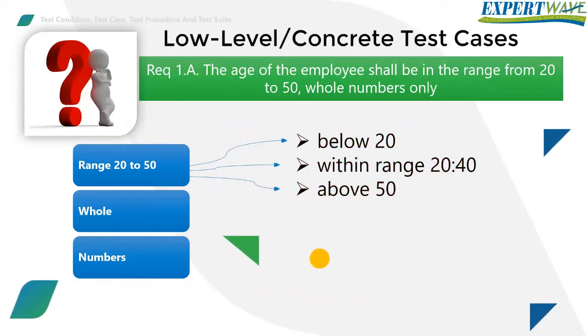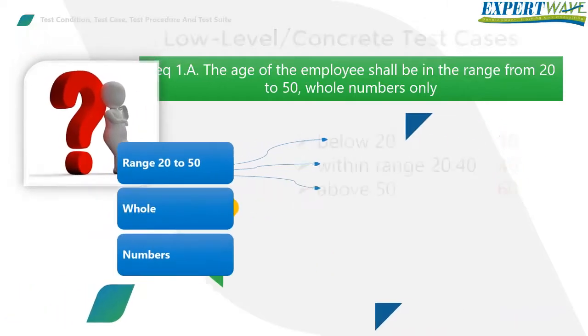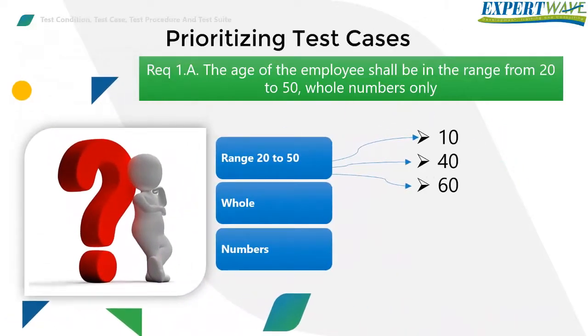So do we have something called low-level test cases? Sure. If we say that our test cases are 10, which is below the range, 40 inside the range, 60 above the range. Low-level test cases are also called concrete test cases. If in the exam they didn't indicate whether the test case is high level or low level, then consider low-level test cases, which means that the test cases contain data. I will continue my example using data.